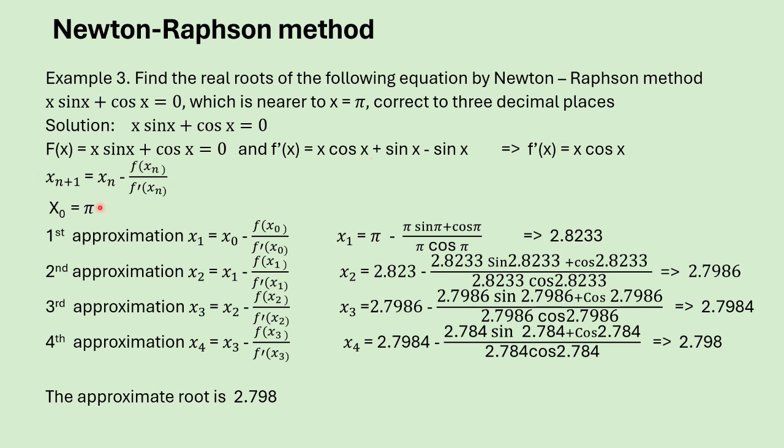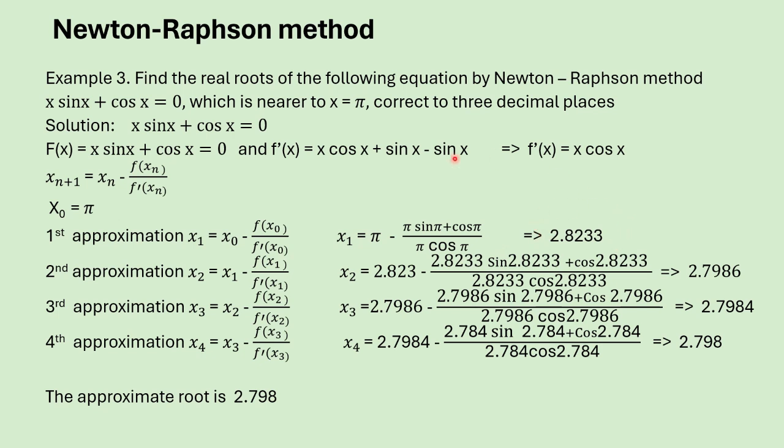Now we have to start the iteration. Here it is given x is equal to pi, so we'll put the x naught value as pi. So x1 is equal to x naught minus f of x naught by f dash x naught. Here x naught value is pi, so in f of x we have to put the value of x naught, which is pi. Similarly for f dash x also, you have to substitute the value of pi. We get this. On simplification, we get this.